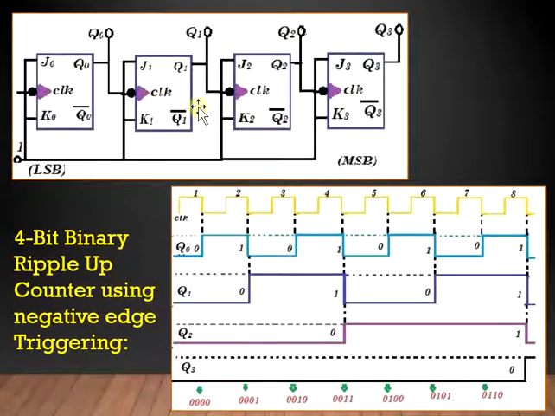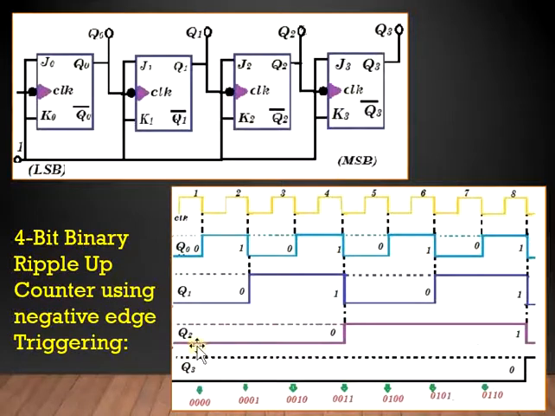So when J and K are equal to 1, because as you can see all the inputs, that is J and K of all the 4 flip-flops, are given logic 1. So when J and K is equal to 1, the JK flip-flop will behave like a toggle flip-flop which toggles at every negative or 1 to 0 transition of its clock input.